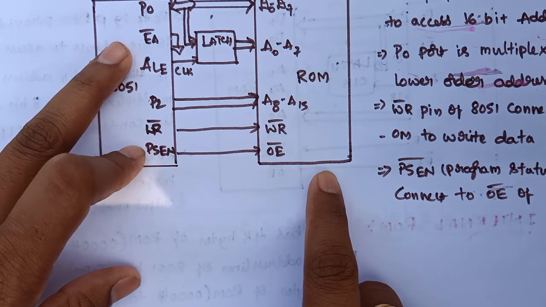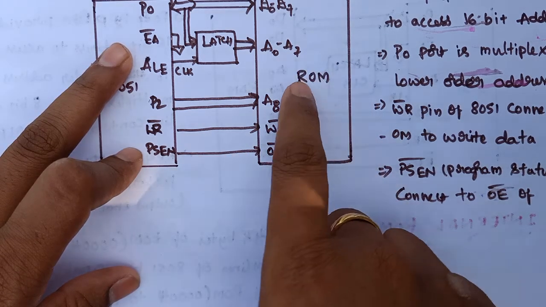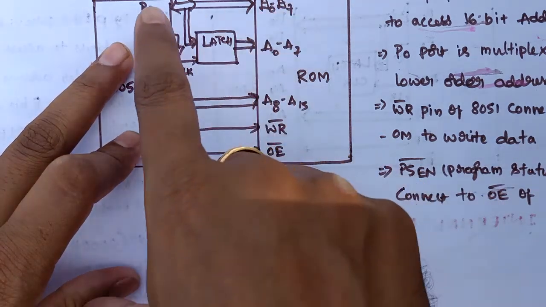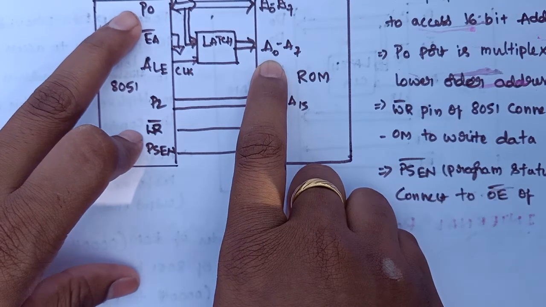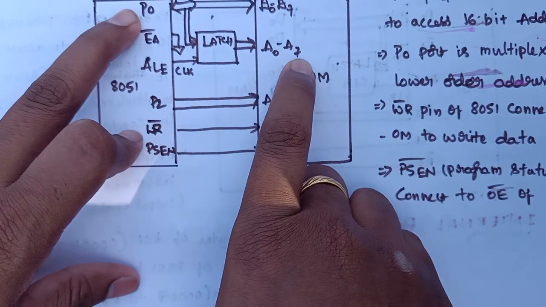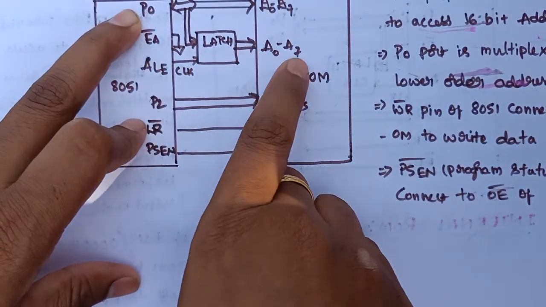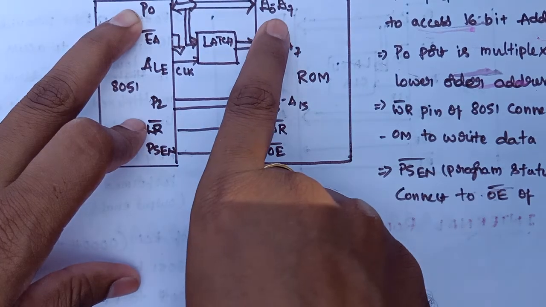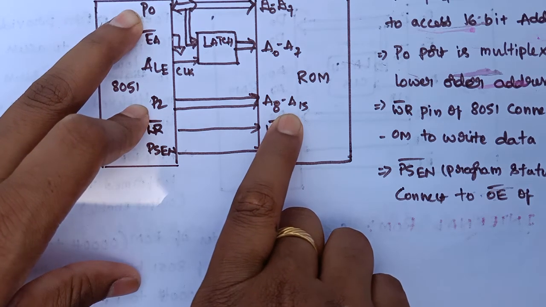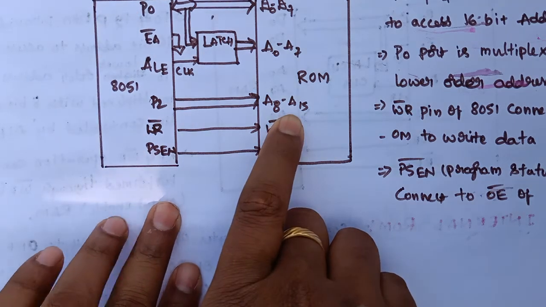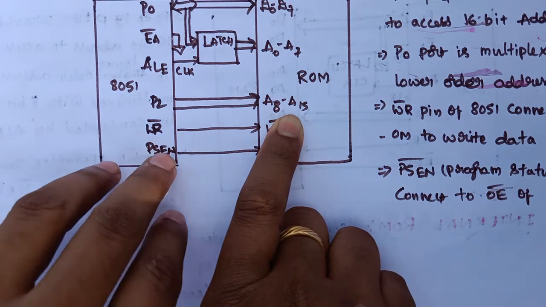So therefore only one control pin is there, that is PSEN. Through this PSEN pin we can enable the ROM chip, and we need to put the lower order address through port P0, A0 to A7. During that time we will not transfer any data. Once we put an address, after that we transfer the data, and we also need to put the higher order address through port 2. So this is the interfacing of the ROM chip to 8051.